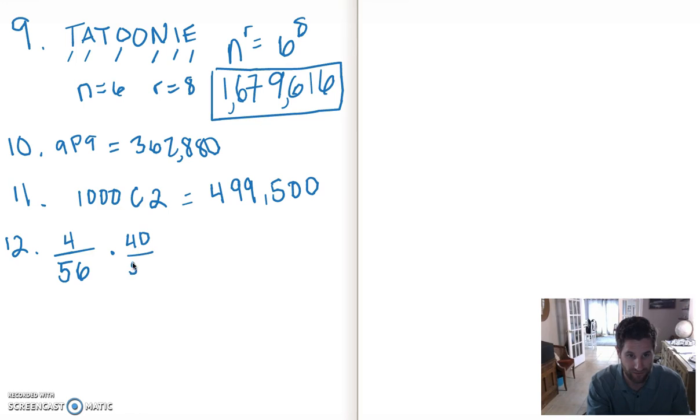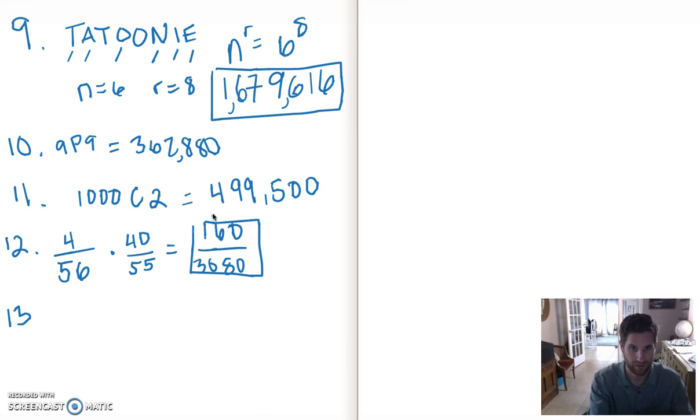But now there's only 55 items because we're talking about dependent probability. So we're going to do 4 times 40. That gives me 160 over 56 times 55. And we get 3,080.